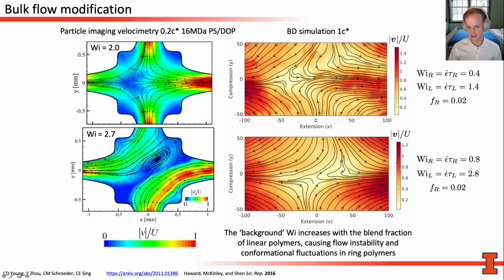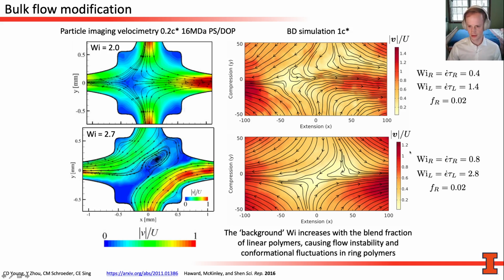The reason for that is that the linear polymers have a higher relaxation time. They have a larger contour length, so they're more stretched in the flow. They impose more stress, and they tend to lead to these instabilities at lower strain rate. So even though the Weissenberg number with respect to the ring relaxation time is low, the background fluid relaxation, the background fluid Weissenberg number, is quite high.